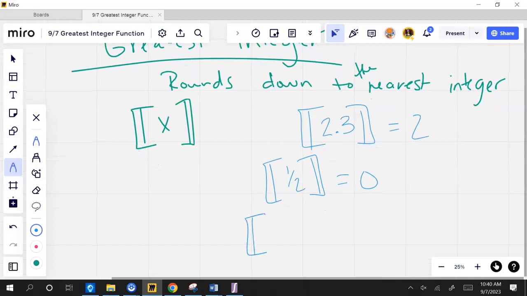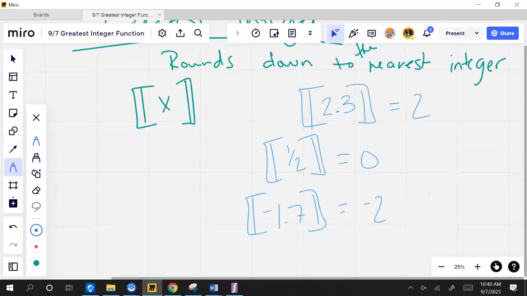Well, they're not parentheses. They're like these funny little brackets. The answer is -2, because I'm going down, right? So what's smaller than -1? So -2. Do you see the pattern here? Do you see what we're doing?